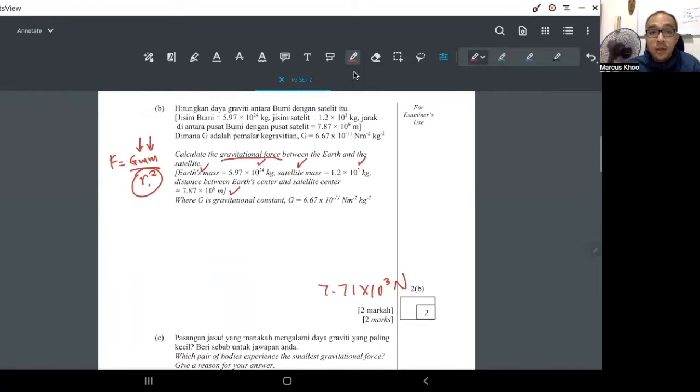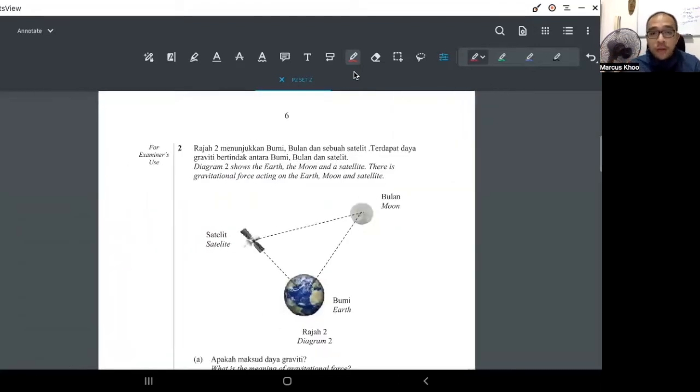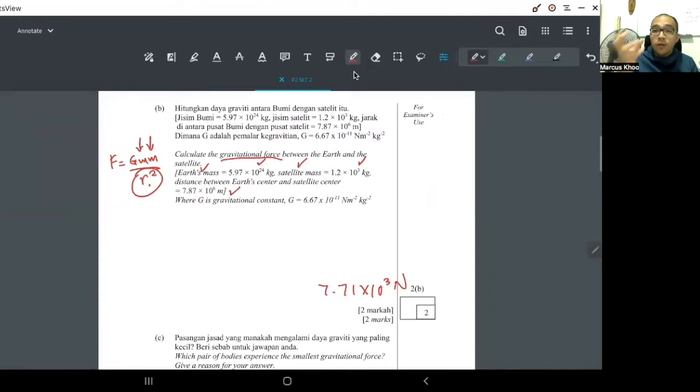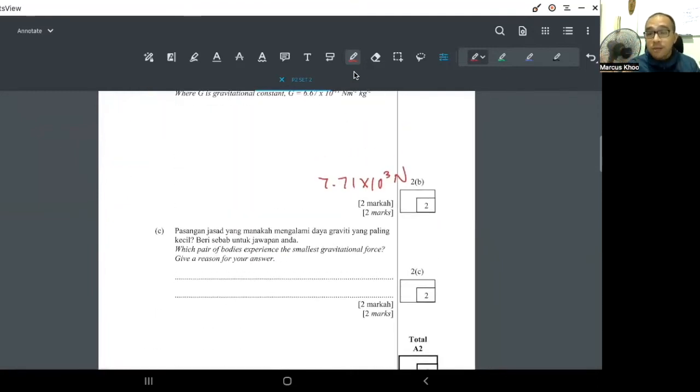The moon also will probably have a very small mass compared to the Earth, because the moon is smaller than the Earth. Also, the distance between the satellite and the moon seems less compared to the distance between the moon and the Earth. Maybe the distance between the satellite and the Earth is also less. But I think the biggest factor is the mass of the two objects. Since the mass of the two objects are very small, they will experience the smallest gravitational force. So we will say the pair of bodies that experiences the smallest gravitational force will be the moon and the satellite.